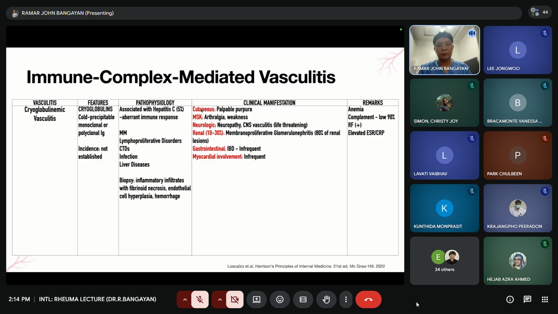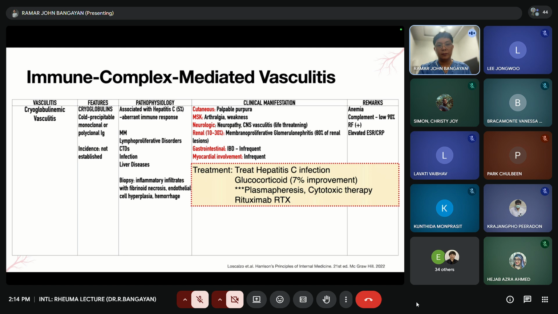All right. So for cryoglobulinemic vasculitis, there is presence of cryoglobulins and inflammatory biopsy would show fibrinoid necrosis. So this is very important because it is relatively similar with other vasculitis. But for the treatment, you have to look at hepatitis C infection. Once you treat this patient for hepatitis C, there will be an improvement of the symptoms.